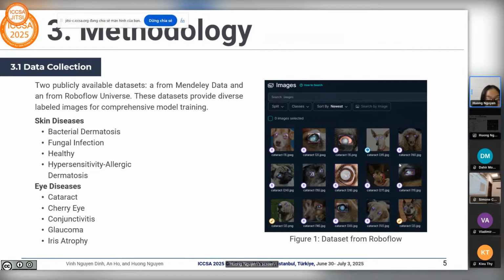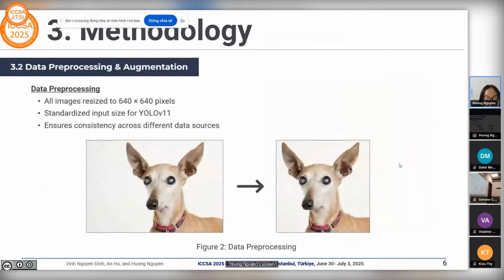And together, these datasets offer a diverse range of labeled images, helping us train a more robust and comprehensive diagnostic model. And our images here were resized to 640 by 640 pixels to maintain consistency and optimize YOLO version 11 performance. And standardization ensures efficient computation and compatibility with object detection algorithms. And you can understand this step through the image here.